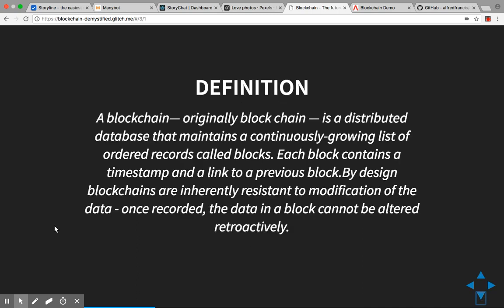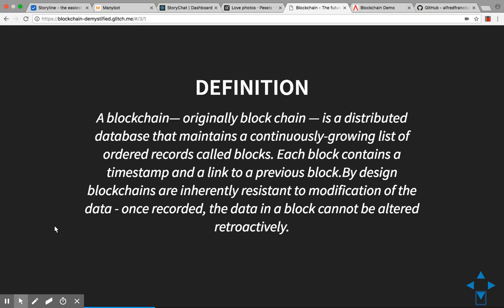A blockchain, originally two different words, block chain, is a distributed database that maintains a continuously growing list of ordered records called blocks. Hence, it's a blockchain. It's a chain of blocks. It's an ordered list. It goes 0, 1, 2, 3. You can't have 0, 10, 20, or 19, and then 21, then moving back to 18. No, this doesn't happen. It's 0, 1, 2, and so on and so forth.